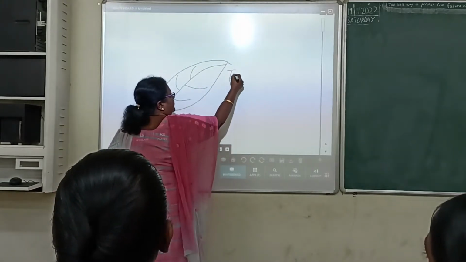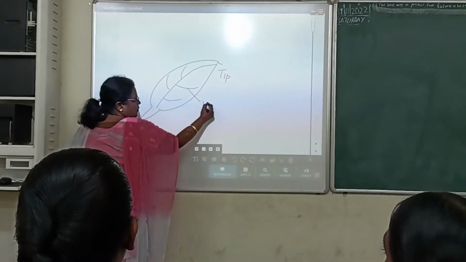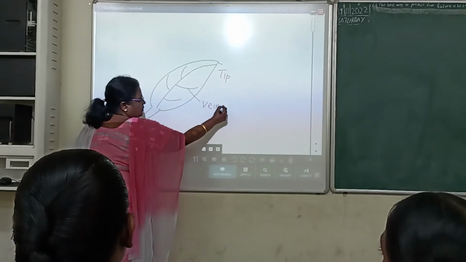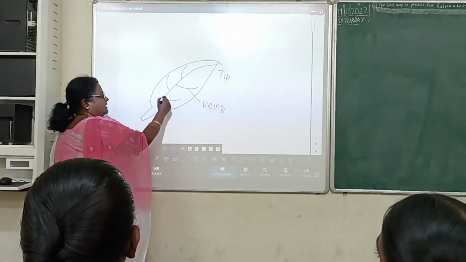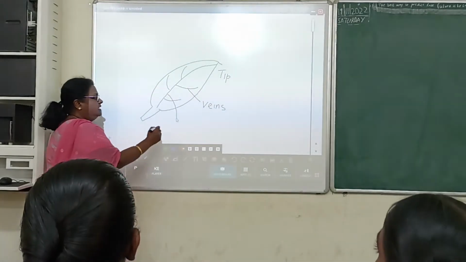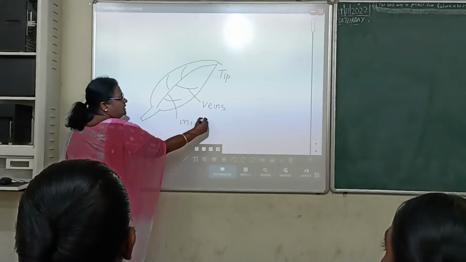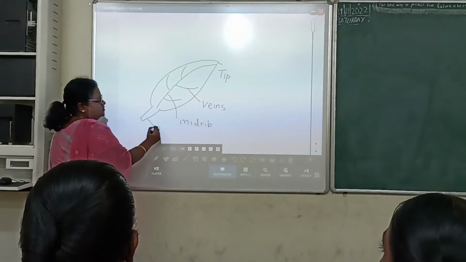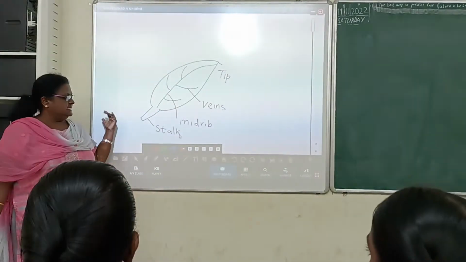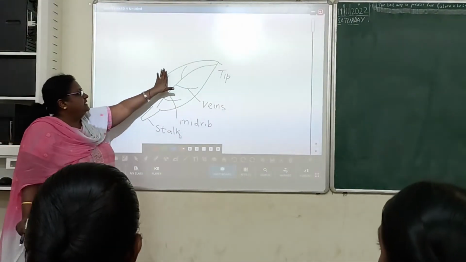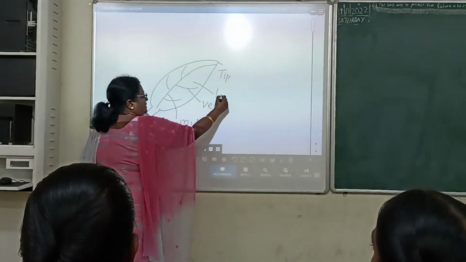This is supposed to be the tip of the leaf, and these are the veins. They are called veins. They form a network throughout the leaf. And this tube that is running in the center is called the midrib. And this is the stalk. The stalk attaches the leaf to the stem. And this flat surface of the leaf is called lamina.